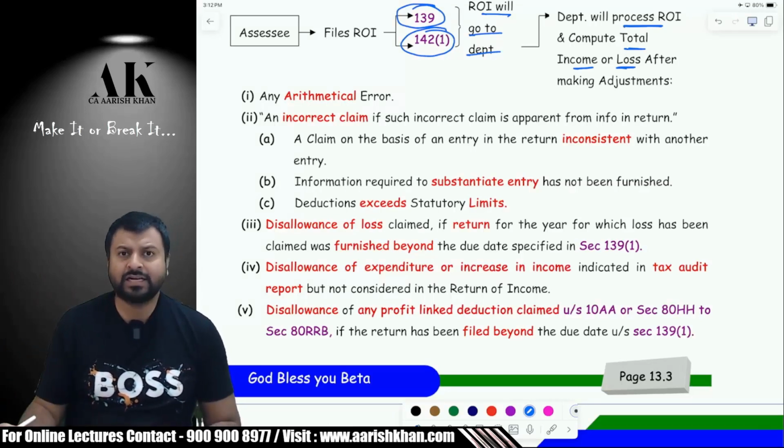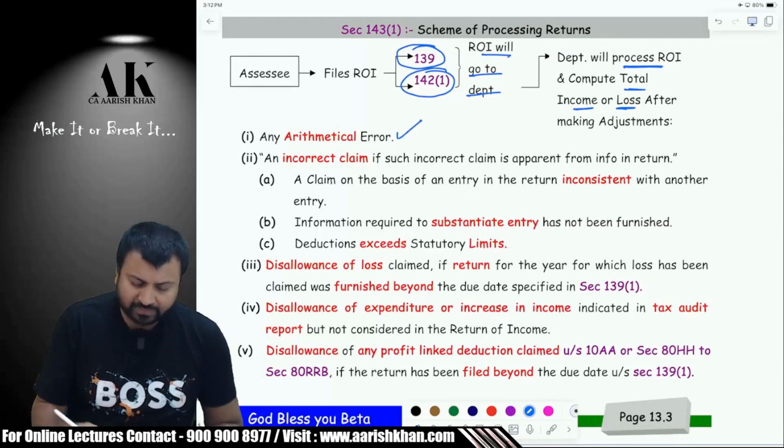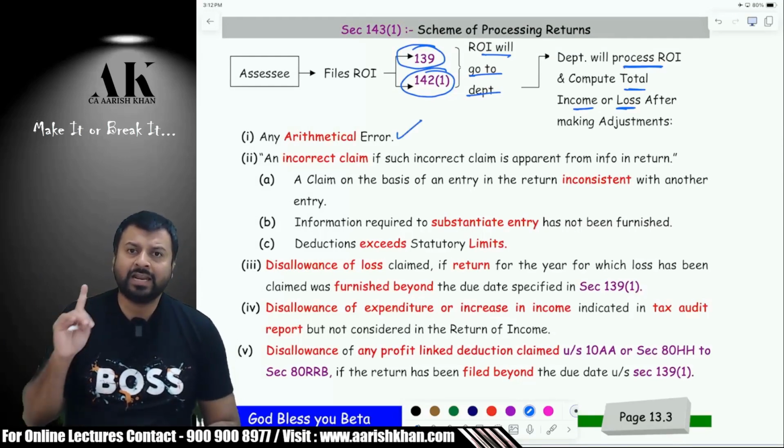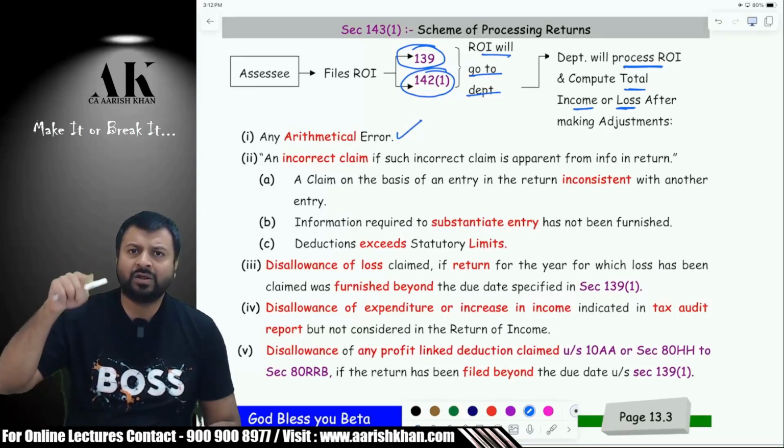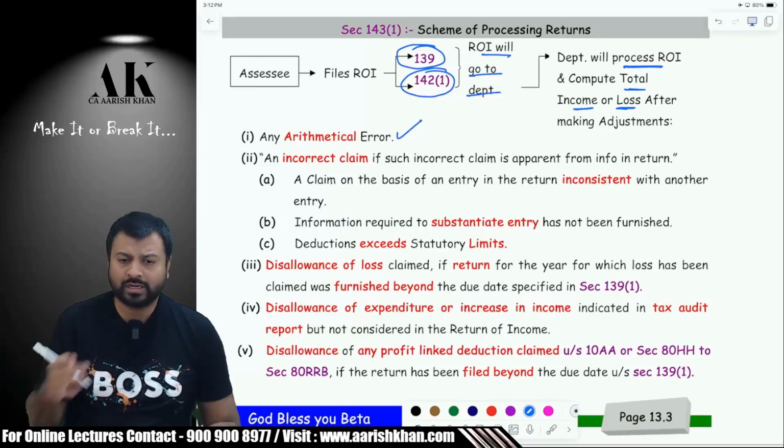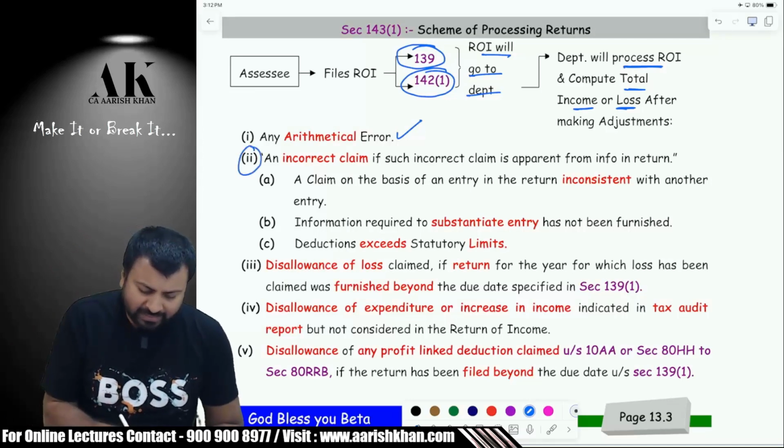What is the first mistake that the software will pick up? The software will pick up the first mistake, that is arithmetical error. The software will add or reduce whatever is the impact on your total income. Okay. Next, the second one includes 3 points.